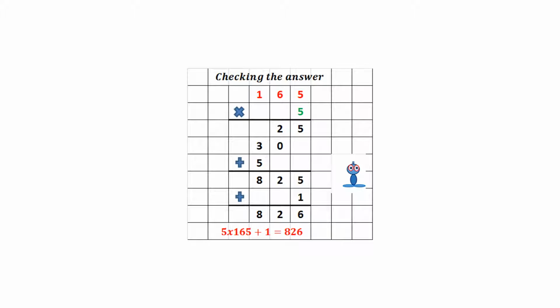Checking the answer. How do we do this? Well, we could do 5, the divisor, times the quotient, 165. We could do it with tuples. 5 times 5 is 25. Start under the 5, the red 5. Then we do 5 times 6. Start under the 6. That's 30. And 5 times 1 is 5. Add them straight down. We got a 5, a 2, and an 8. If we add the remainder, we get 826, and that's the dividend.